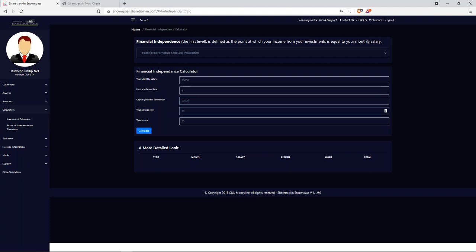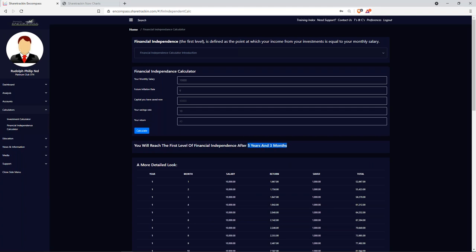Your savings rate: what percentage of my salary would I be able to save? Let's say 10%, so 1,000 rand per month, and then your return. How much are you expecting per year annually? Let's say I want 40% per year, and I say calculate. It will calculate for you and say I will take 5 years and 3 months to reach financial independence. Then my money starts working for me, and I can basically stop working then, because I've got more or less the same income, 10,000 rand per month, and obviously it will increase as it goes along. So you can make more than 10,000 rand a month after those 5 years, because remember, it keeps on increasing as you trade on the stock markets.